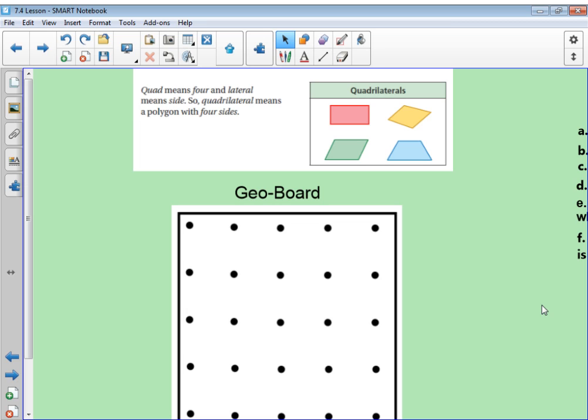So our first activity that we're going to do is we are going to go through and actually create some quadrilaterals. So it says form a quadrilateral with exactly one pair of parallel sides. So parallel means two sides that will never run into each other. So I'm going to go ahead and do a straight line. So there's a line and there's a line, and those two sides are parallel to each other. Notice if I were to continue, they would never intersect.